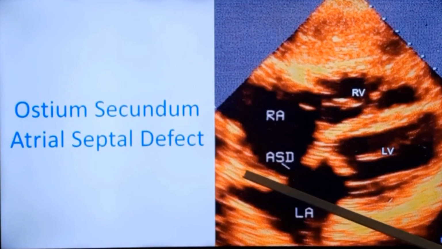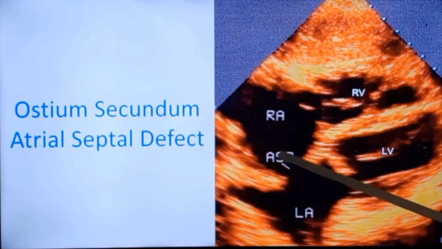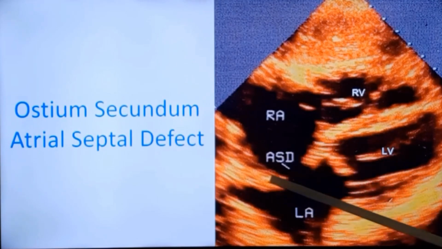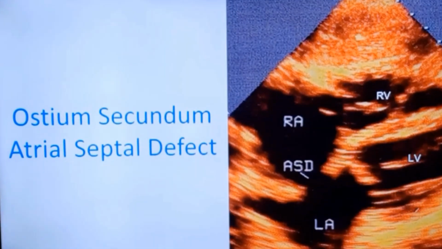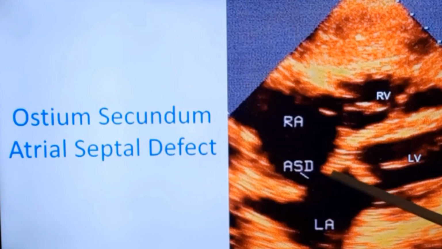There is a good rim above and a good rim below, so that it will be suitable for device closure of the atrial septal defect. The occluder has two flanges, one on the right atrial side and one on the left atrial side. So a good rim on all margins is useful to retain the device in situ after deployment. Otherwise, it can break loose and get embolized into the circulation.